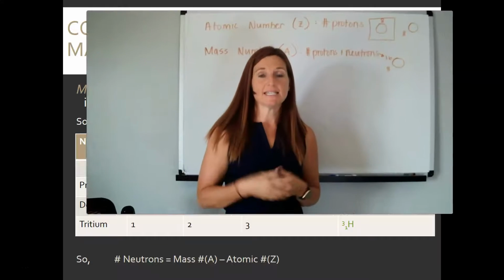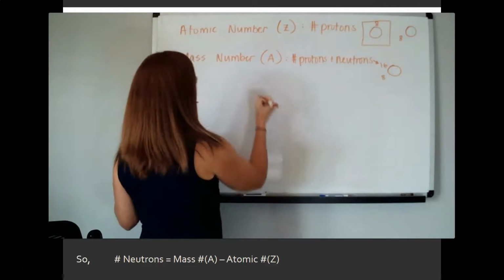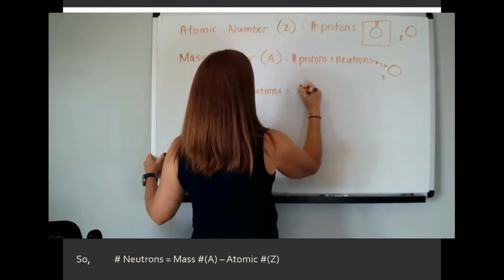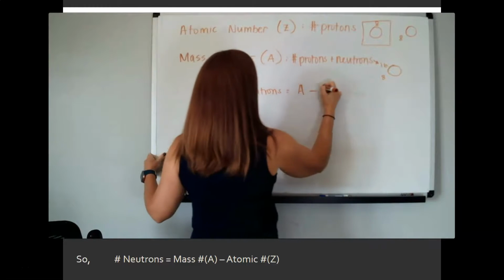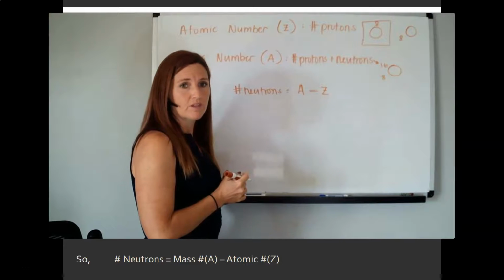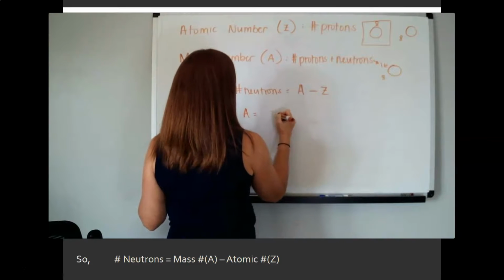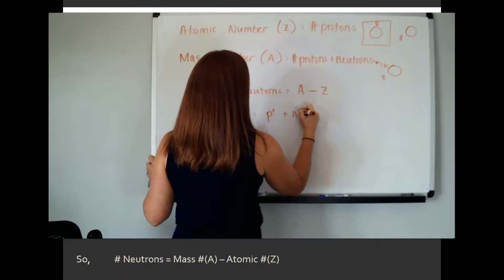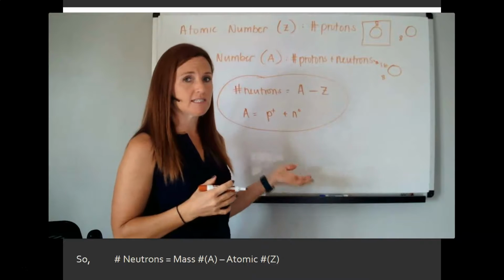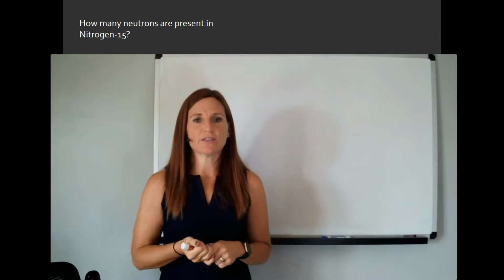Another way we can look at this is, if I were to ask you a question and give you the mass number, you could subtract. So the number of neutrons is equal to the mass number A minus the atomic number Z. Or you could say mass number A is equal to the protons plus the neutrons. We're going to be using these two equations moving forward for the remainder of today's video. Okay, so we're just going to look at 3 problems here.